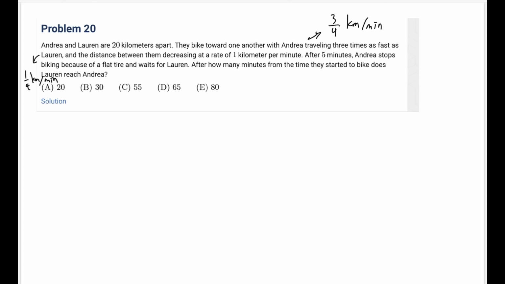Okay, so it says after 5 minutes, right? So 5 minutes of going 1 kilometer per minute, so it went 5 kilometers. So 15 kilometers left, and then the speed is 1 over 4 kilometers per minute. Since Andrea is just waiting for Lauren, it's 1 over 4 kilometer per minute.